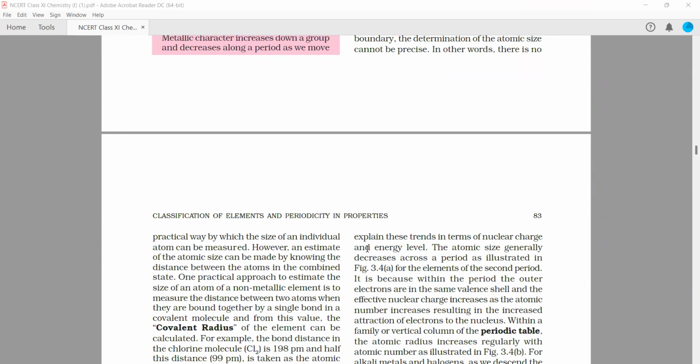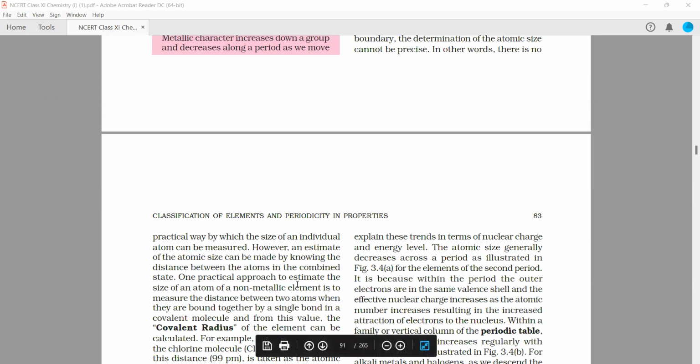If you have a single atom like hydrogen, then you cannot find out the radius of the atom. It is not possible. But when it is in the combined state, for example H2, then in that case you can find out the radius.